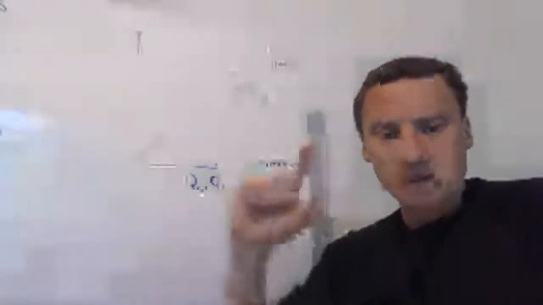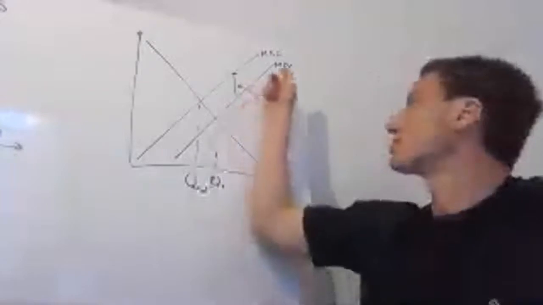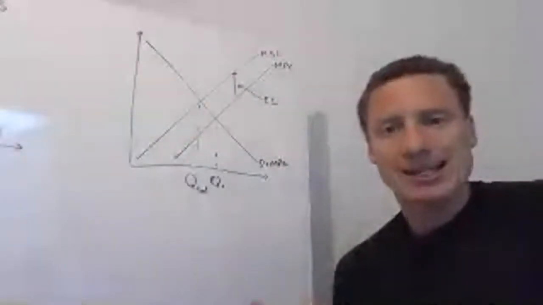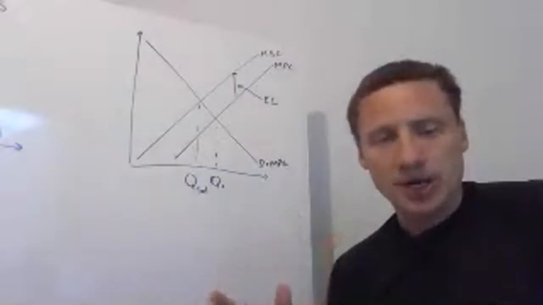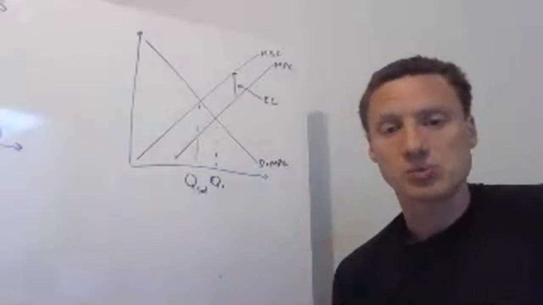The external cost then is the vertical distance between the two lines, the private cost curve and the social cost curve. Now, why is that? Okay, I have a mantra in my class. It's not enough to know the answer. You've got to know why it's the right answer as well.